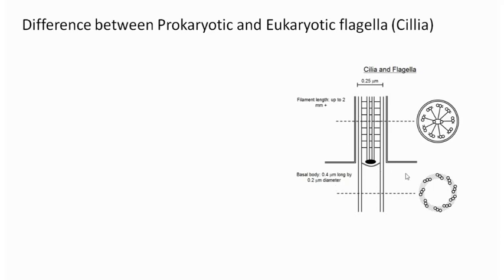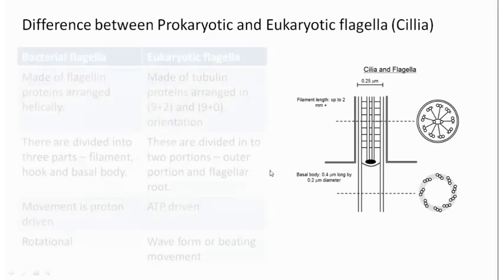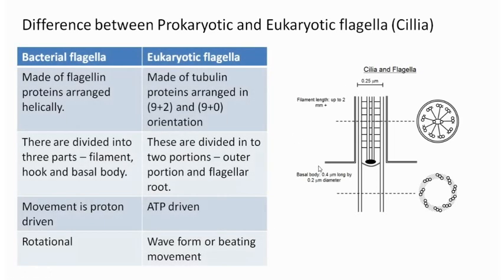So let us talk about bacterial flagella. They are made of flagellin proteins, the principal protein we are talking about. There are other proteins also, but the principal protein is flagellin. Here in the eukaryotic flagellum the principal protein is tubulin, and the arrangement is 9 plus 2 or 9 plus 0. Here the arrangement is spiral, helical, or you can say it is cyclic also in some cases.